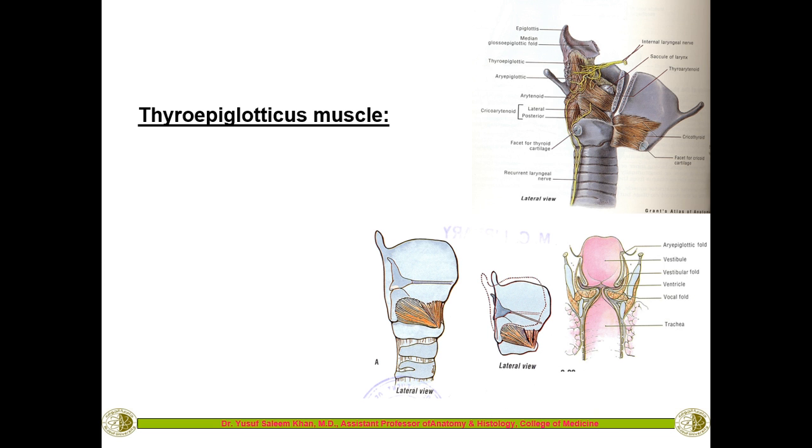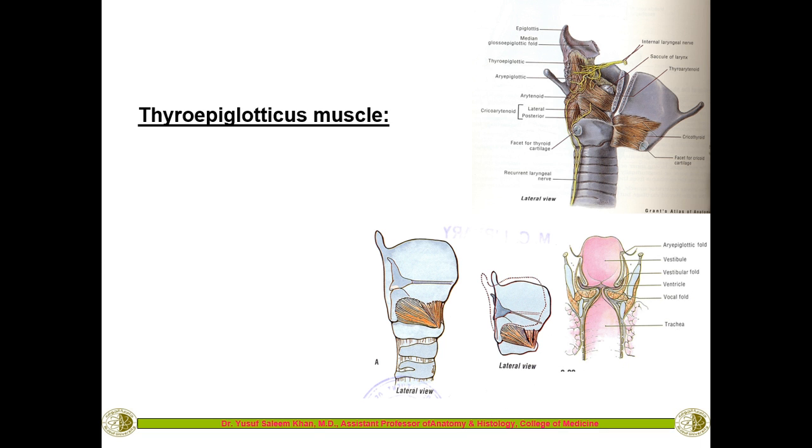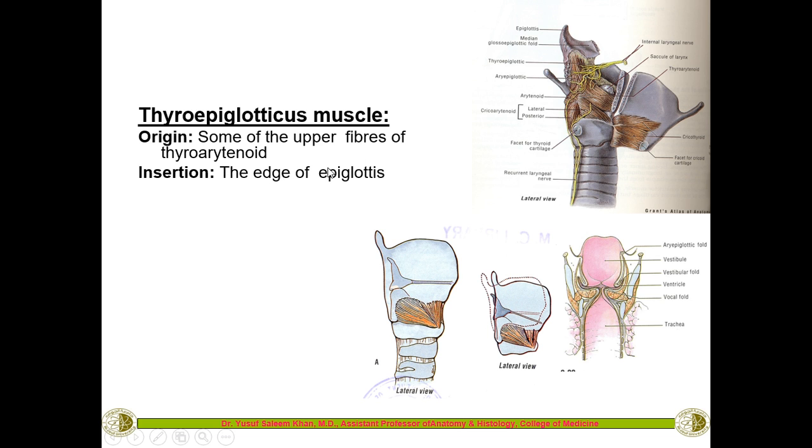Now there is a small muscle which continues from this thyroarytenoid. This is called the thyroepiglotticus. Some of the fibers, instead of going into the arytenoid, go above to the epiglottis. Some of the upper fibers of the thyroarytenoid continue and go to the edge of the epiglottis, where they get inserted. So this muscle opens the larynx. Even though it opens the larynx, it is a very small muscle with few fibers, so it has very little importance compared to the posterior cricoarytenoid muscle.